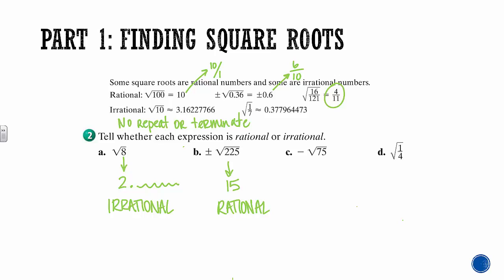Now the next one, the square root of 75. If you type this in your calculator, you get 8 point blah, blah, blah. So again, this one's irrational.